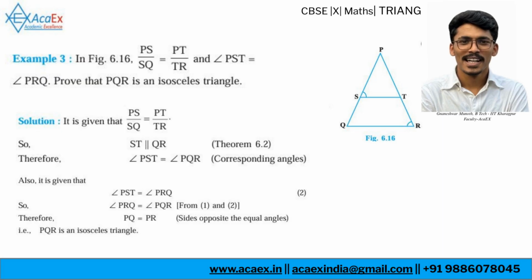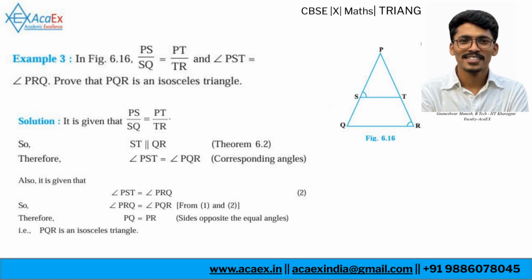Example 3. Isosceles triangle problem. In triangle PQR, it is given that the ratio of PS to SQ equals the ratio of PT to TR, and angle PST equals angle PRQ. Prove that triangle PQR is an isosceles triangle.